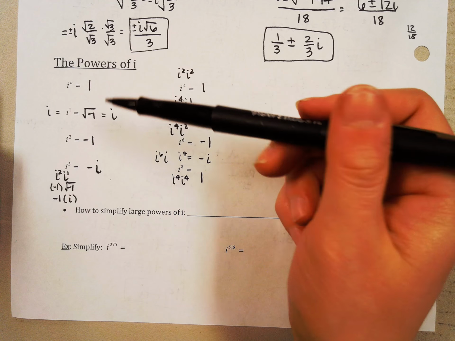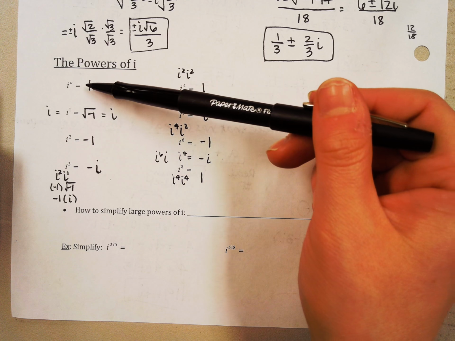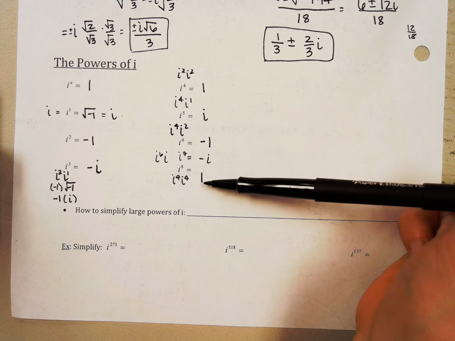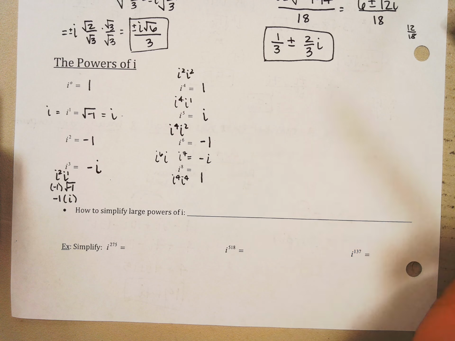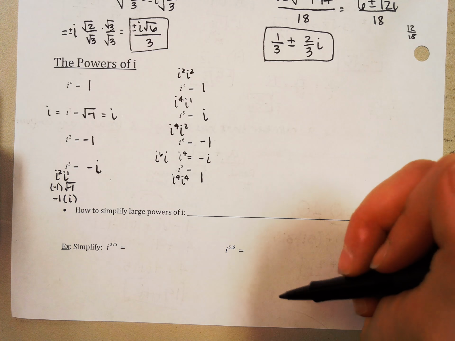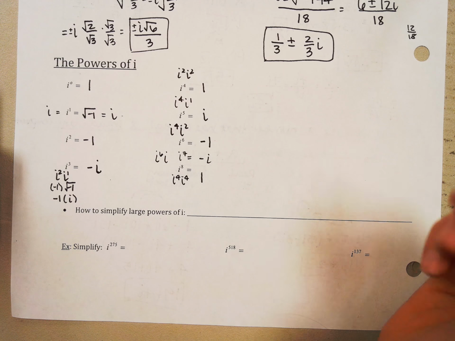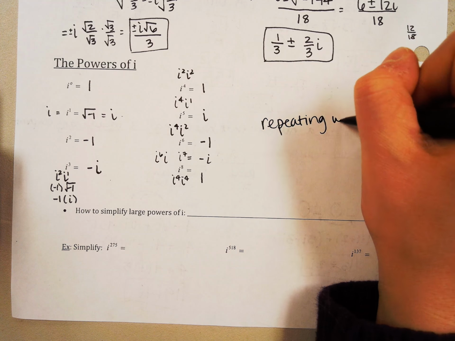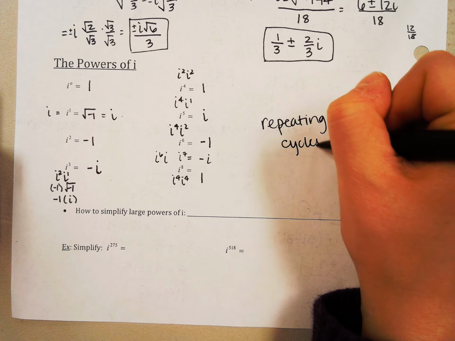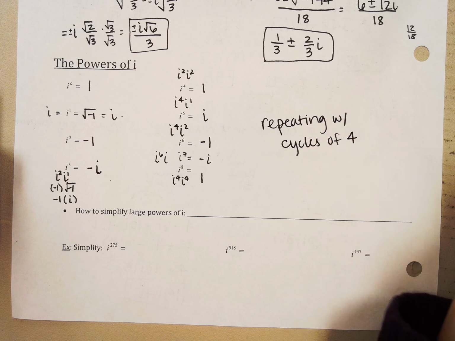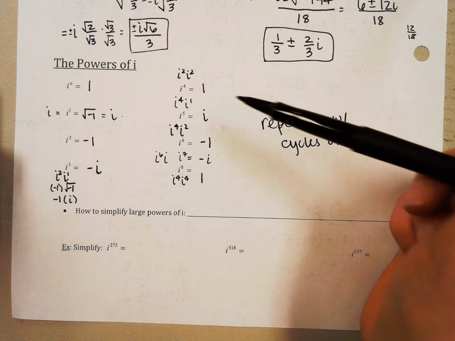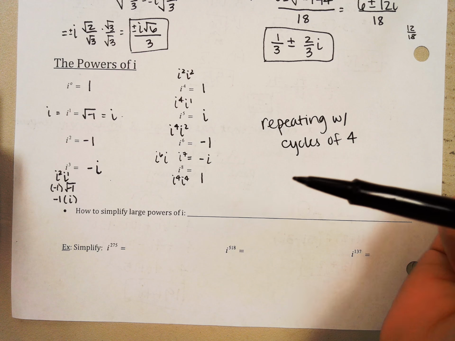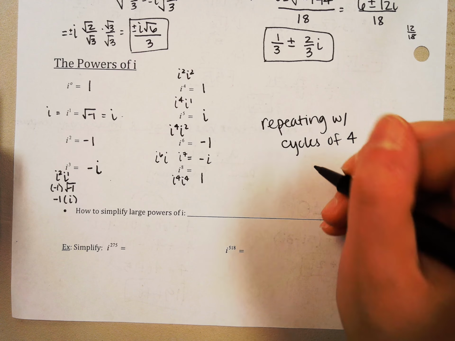So you'll notice that we have this repeating cycle that goes on. So I'll have i, -1, -i, 1, i, -1, -i, 1, and so on. So it'll repeat with cycles of 4. And mainly it repeats with cycles of 4 because at i to the 4th we get back to where we started from.